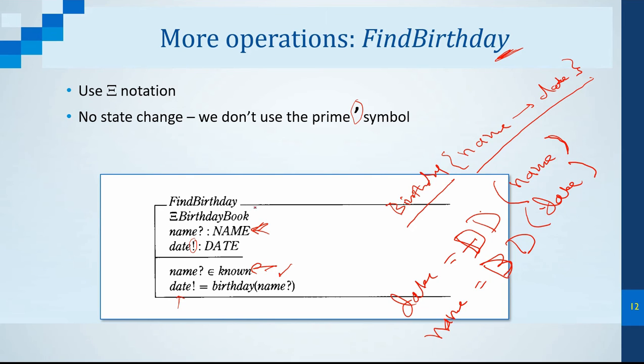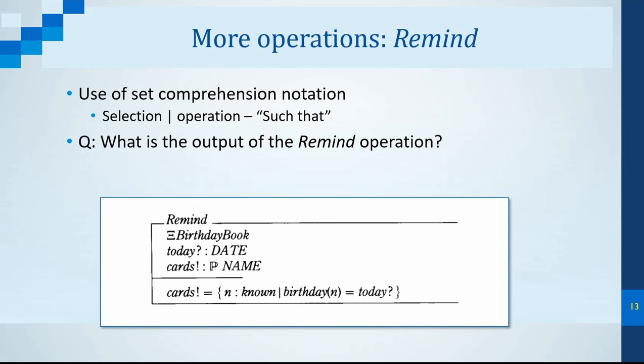So we just use the state here. We have to use the state schema, and then the name input and then output. And the second thing, the precondition. After that we send the name to the birthday, something like, as I said, a function. You send the name and then you will get the date. So here, remind.